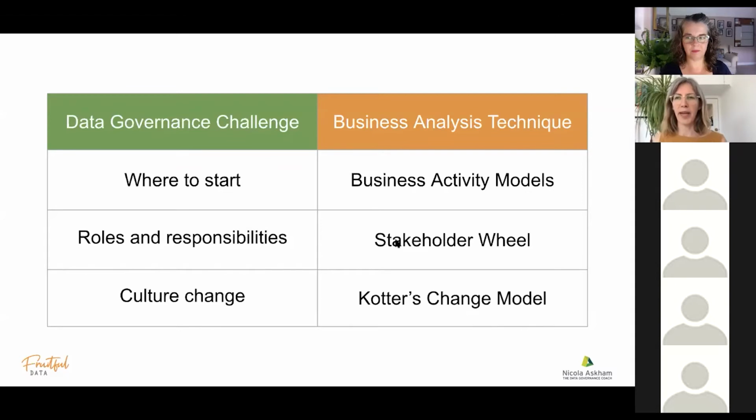You may be the one that's instigating the change, or you may be participating in change that's being led by someone else. Either way, the technique that I'm going to share with you will help you identify where change might be getting stuck, even if you're not actually responsible for leading it. So on where to start, we're going to look at business activity models, which can also be known as BAMs. For roles and responsibilities, there's something called the stakeholder wheel, which I'll take you through. And the third one, culture change, is a change model by somebody called Kotter, and we'll take a look at that.